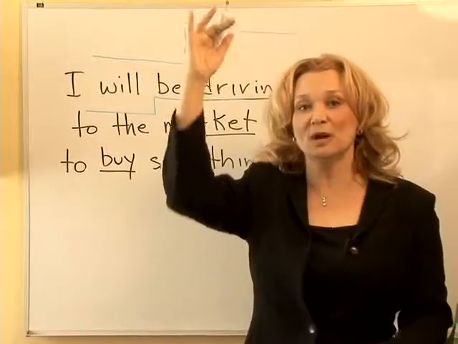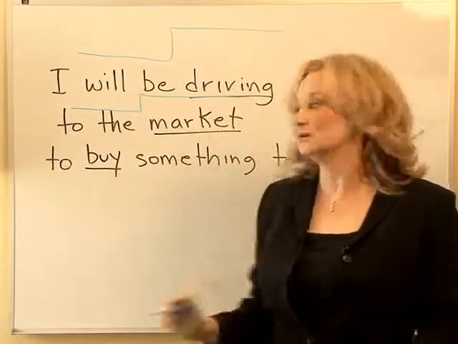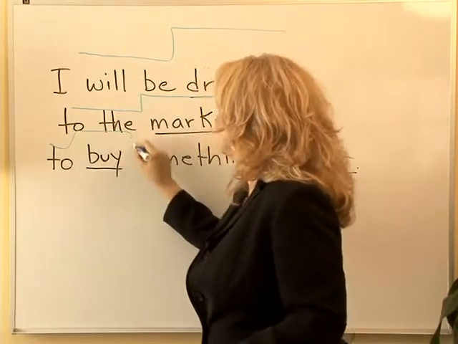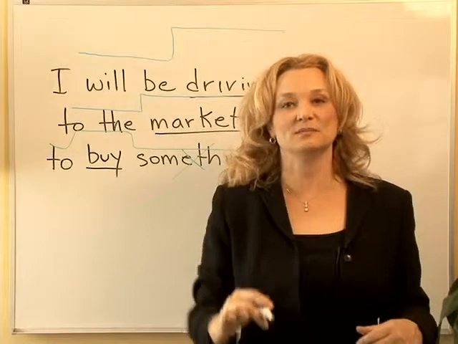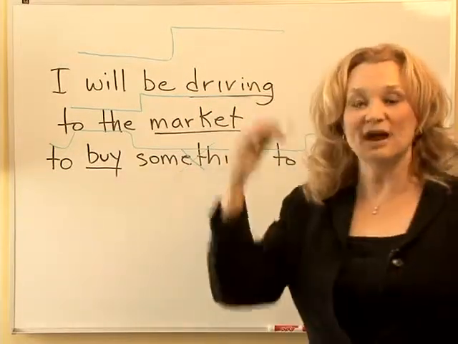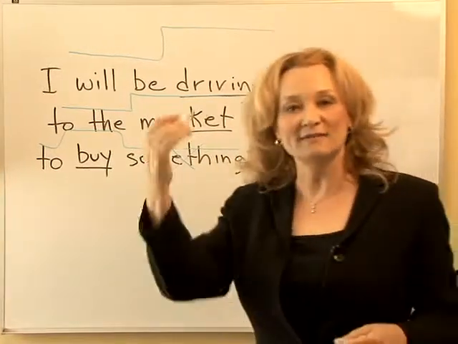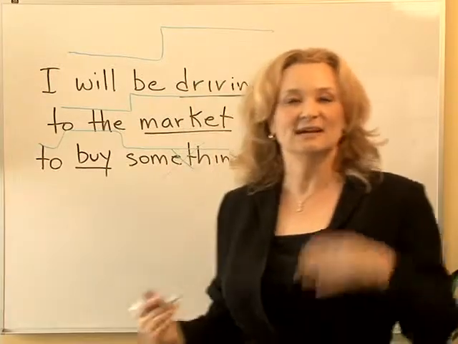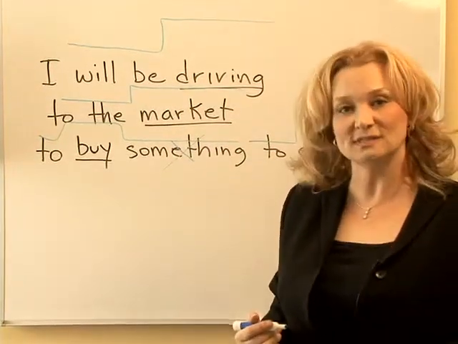You're going to jump up the staircase, go higher to buy something, and then something is also going to be reduced to buy something to eat. I will be driving to the market to buy something to eat. Let's do it again. I will be driving to the market to buy something to eat. That's the rhythm of English. Let me teach you a few rules about that.